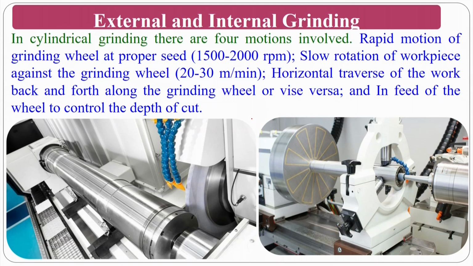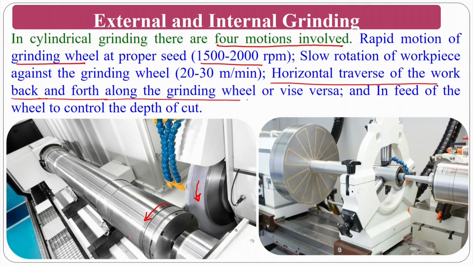If you see the cylindrical grinding process, there are 4 motions involved. Rapid rotation of the grinding wheel will be one. This is the grinding wheel. Normally the RPM will be about 2000. The slow rotation of the workpiece against the grinding wheel, so that machining takes place and finishing takes place. Then the horizontal travel of the workbench, which is back and forth of the grinding wheel.